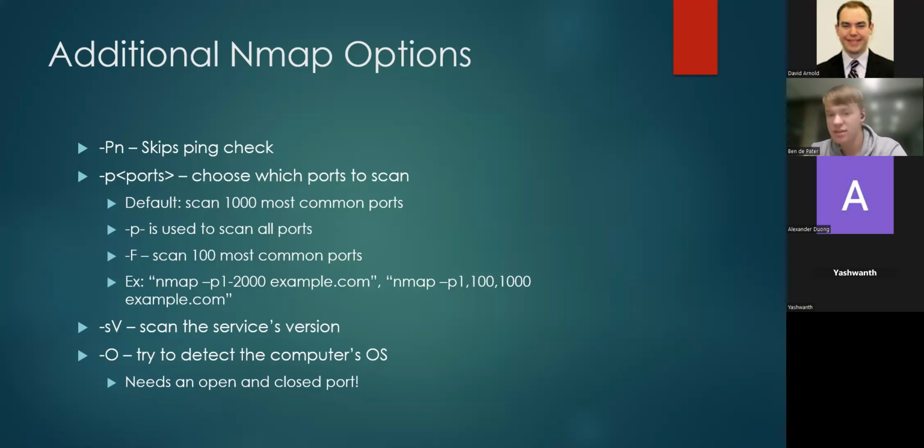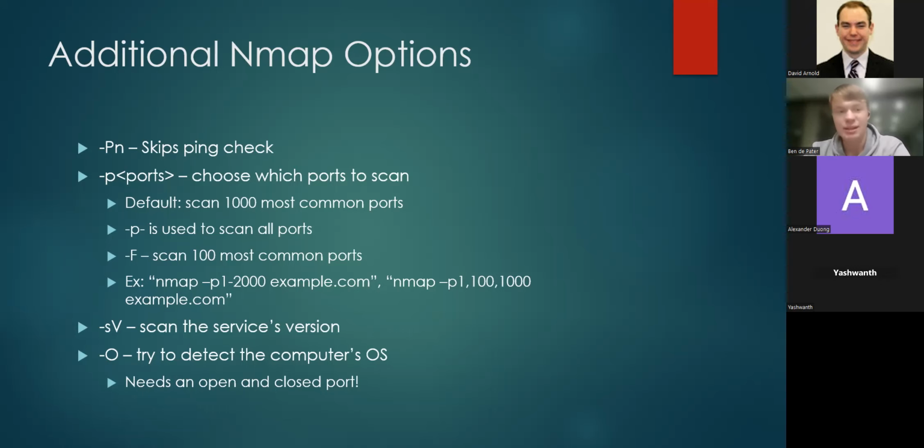Nmap is doing an educated guess. It doesn't always know for certain. So don't always rely super heavily on the OS version, but generally speaking, this can give you a rough estimate. One caveat about -O though is that Nmap needs to scan both an open and a closed port to be able to get the computer's OS.